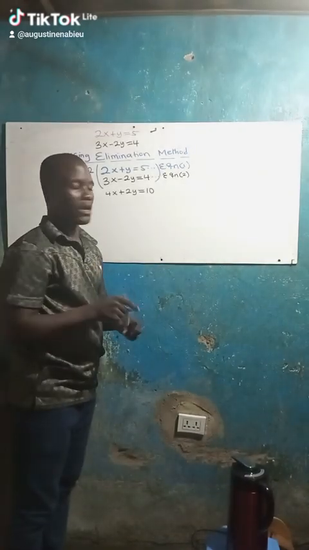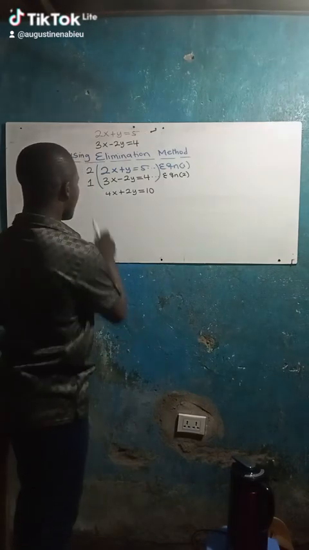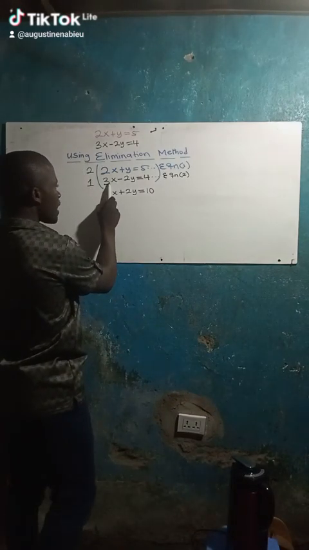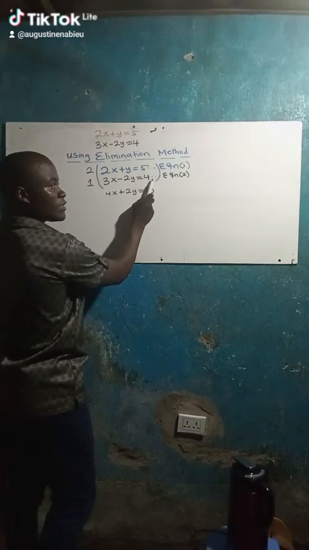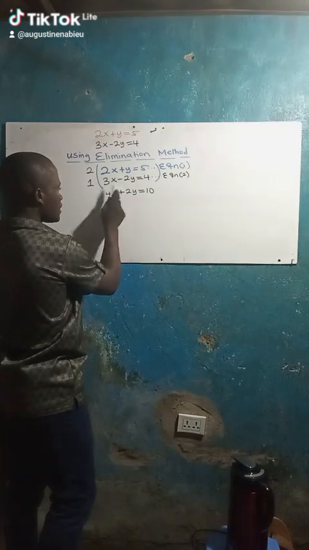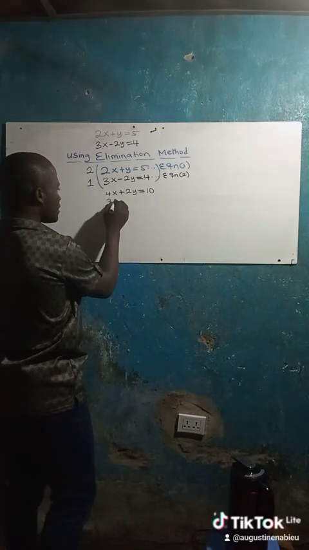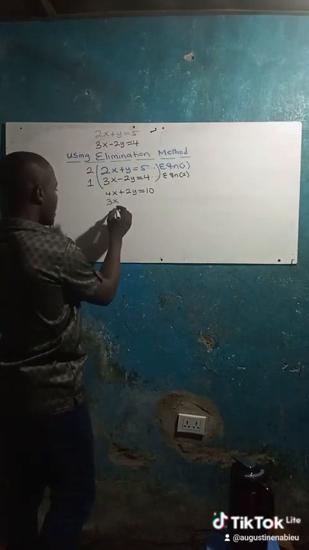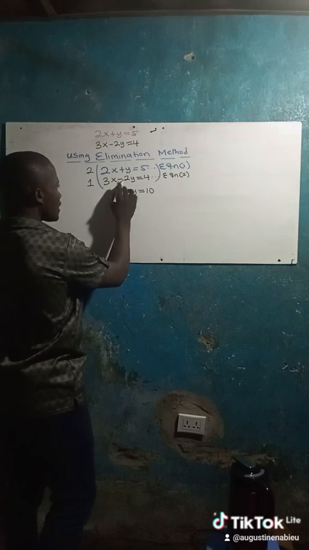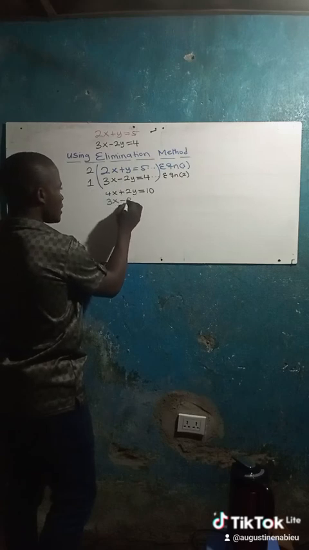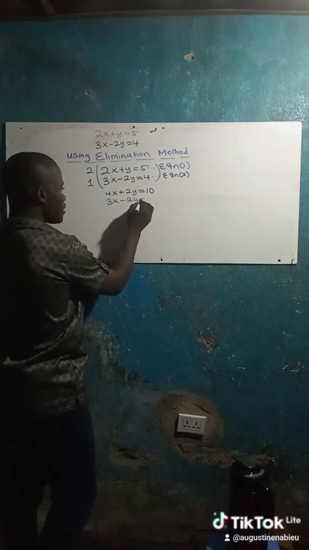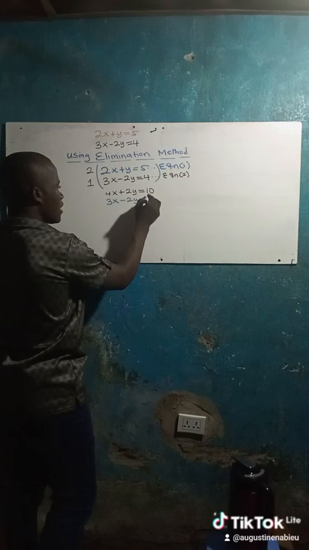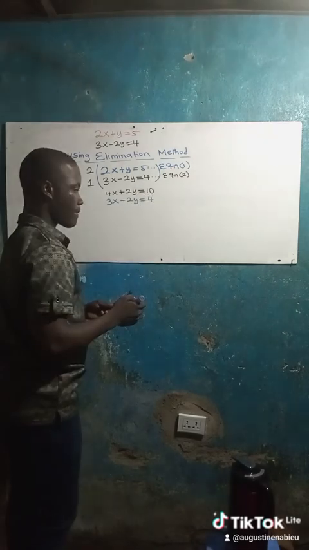You see? The next thing is this one is going to multiply everything in this bracket. 1 times 3x is 3x. 1 times negative 2y is negative 2y, is equal to 1 times 4, which is 4.